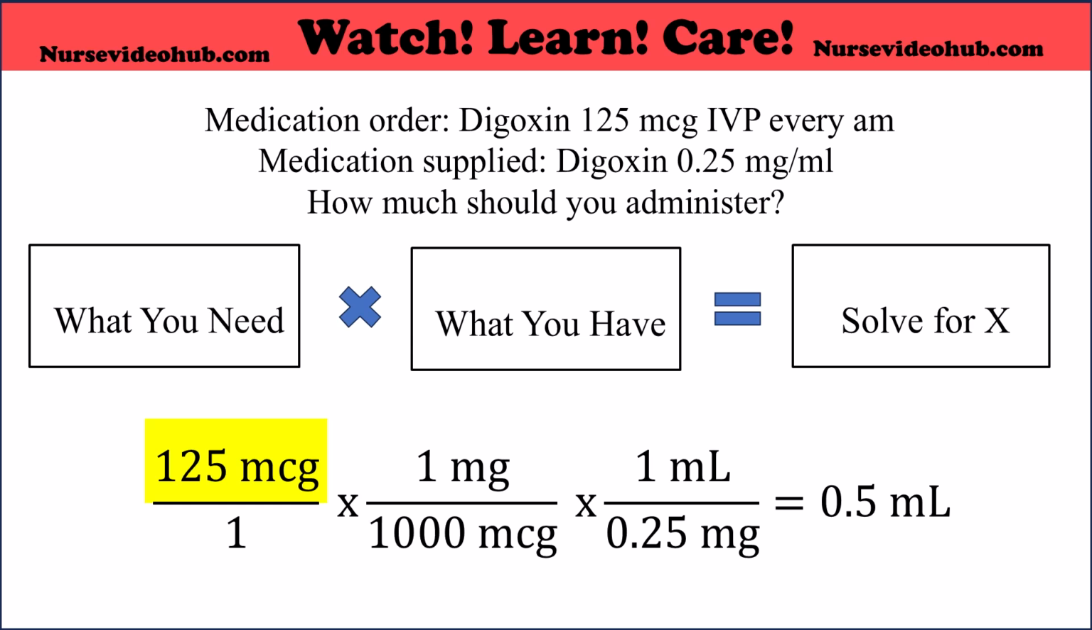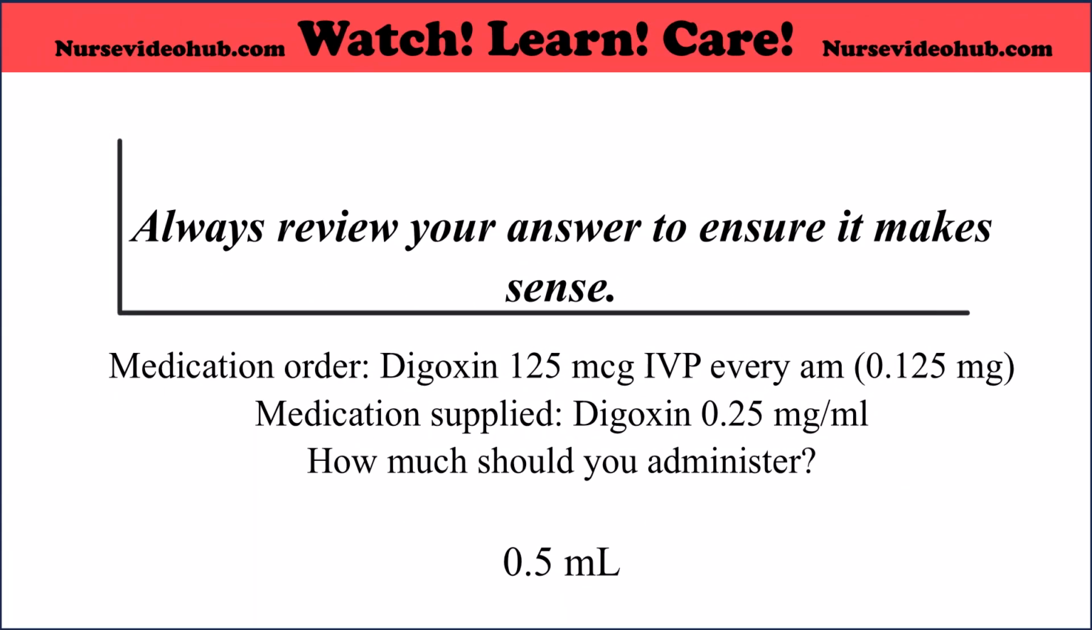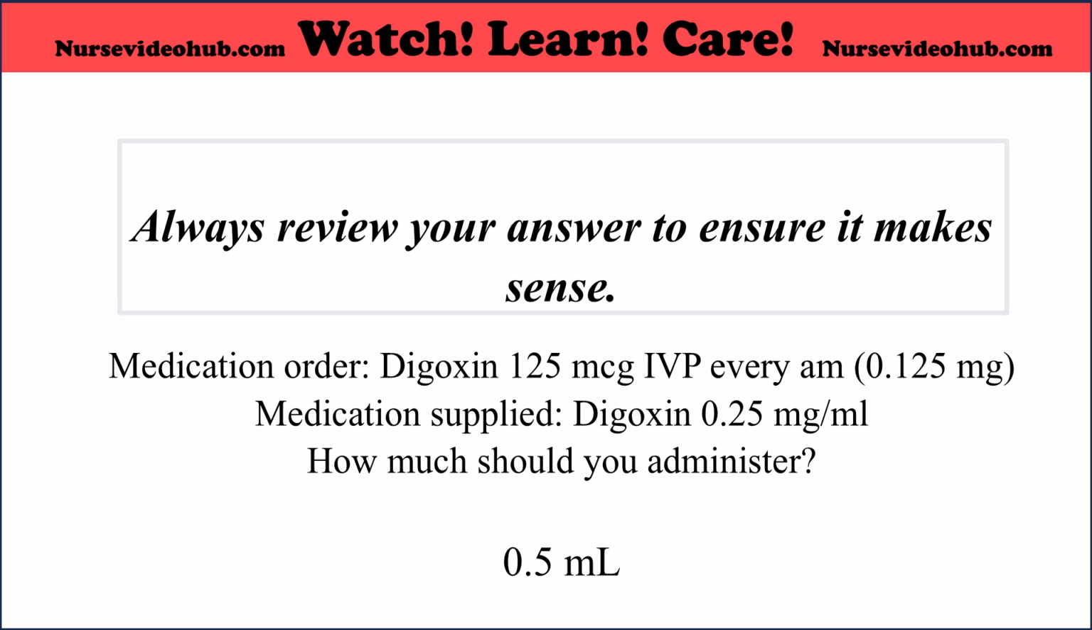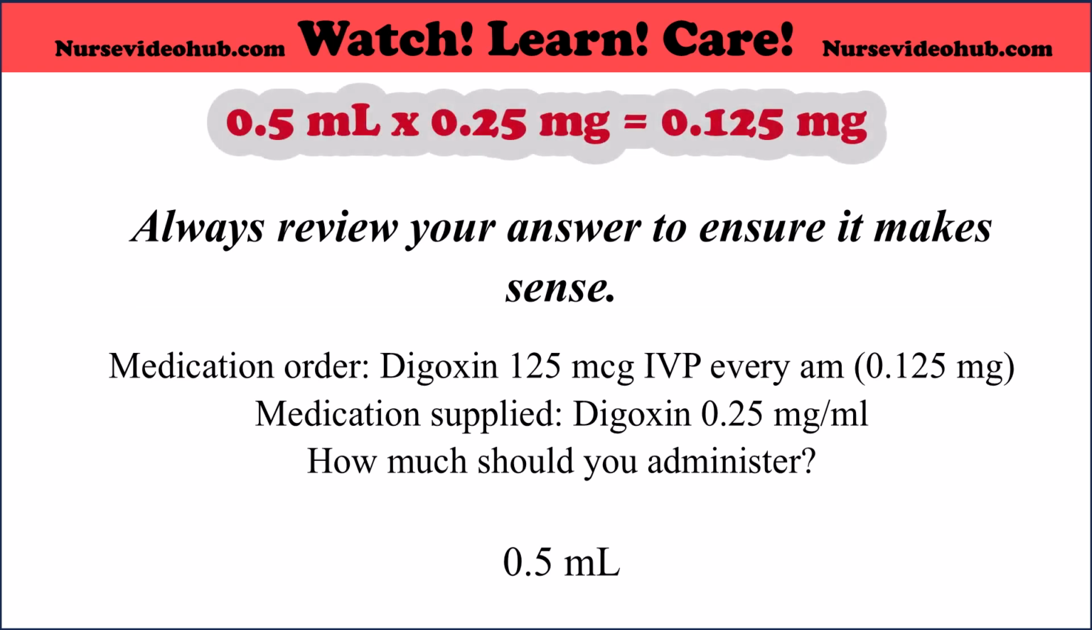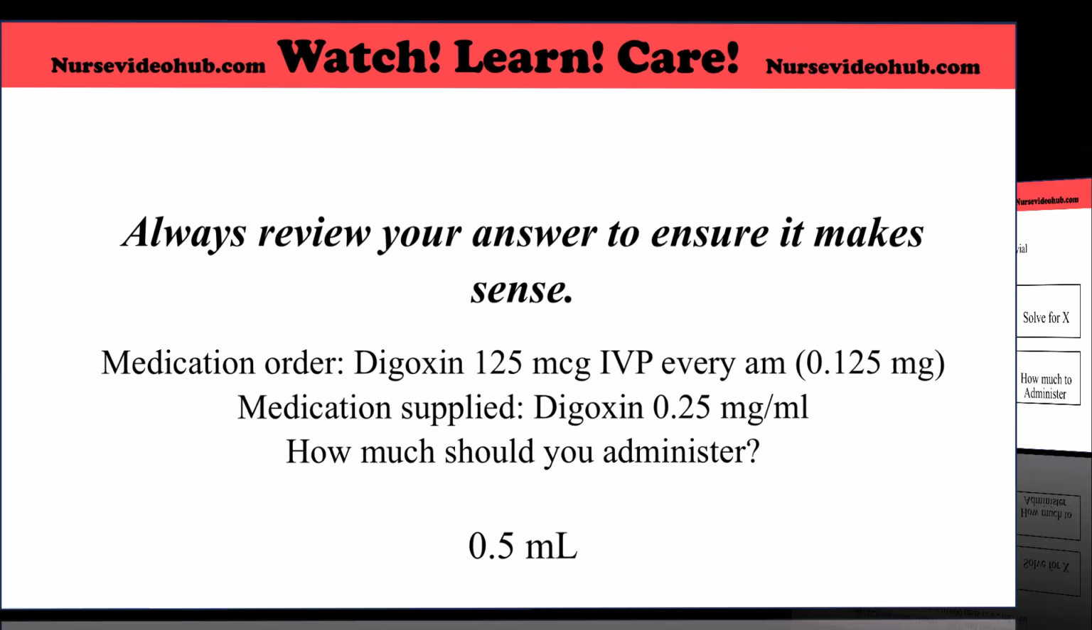125 divided by the product of 1,000 times 0.25, which equals 0.5. The milligrams and micrograms canceled out, leaving you with milliliters. You would administer 0.5 milliliters of the medication to deliver a 125 microgram or 0.125 milligram dosage. Always review your answer to make sure it makes sense. The reverse method is to multiply 0.5 milliliters, the amount to be administered, by 0.25 milligrams, the concentration available, which equals 0.125 milligrams, the prescribed dosage.